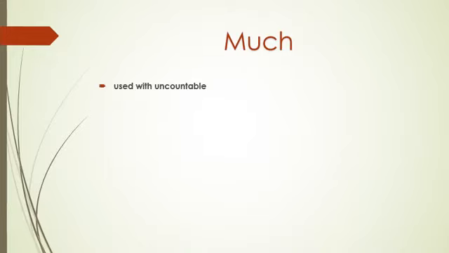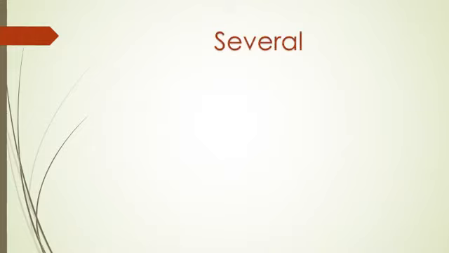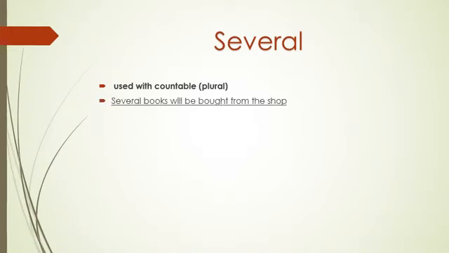Much. We use much with uncountable nouns. It is followed by uncountable. How much bread do you need? So much is followed by bread, which is uncountable. The last quantifier is several, meaning multiple. We use it with countable and plural. Let's see the example. Several books will be bought from the shop. After several comes countable plural.